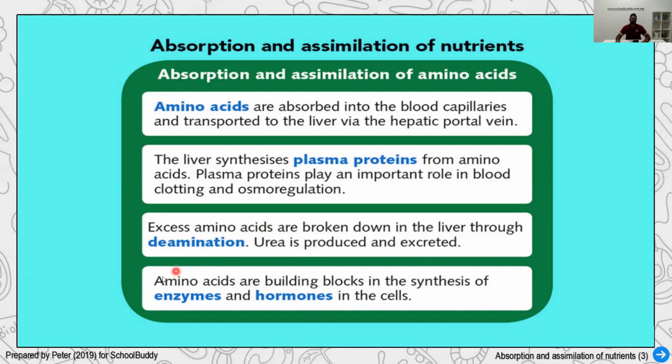And we know that amino acid is an important molecule because it's important to produce enzymes, because enzymes are all protein. We also learn that there are a lot of hormones in our body, all produced by the endocrine glands, and these are made from amino acids. So amino acids will be used for all these purposes, and if they are not required, they are broken down in a process called deamination and excreted as urea through urine.